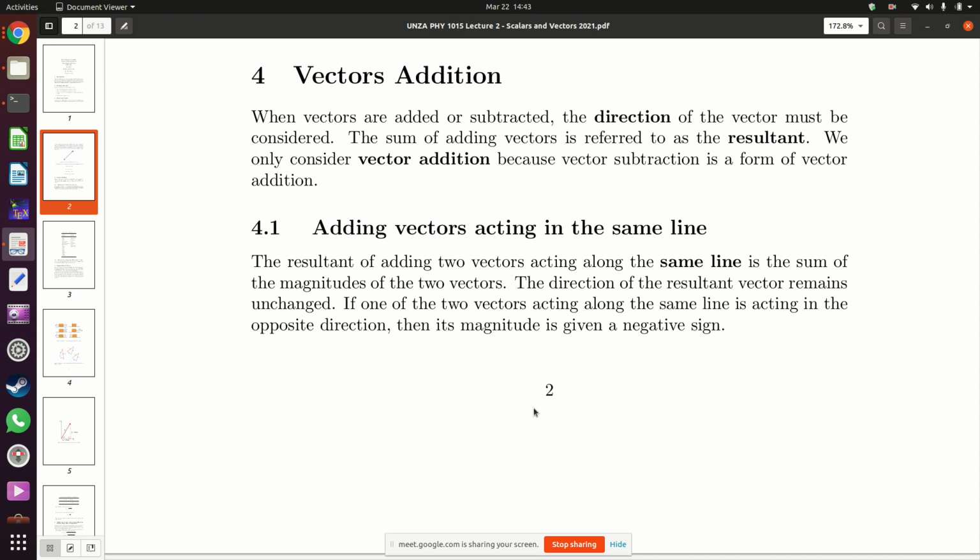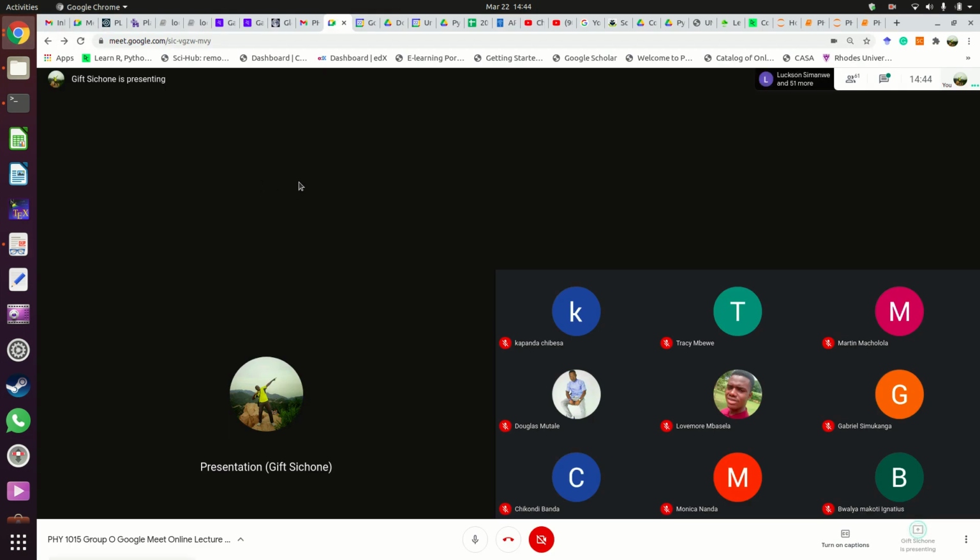So, when it comes to vectors, you have the opportunity to choose which direction is going to be positive and which direction is going to be negative.